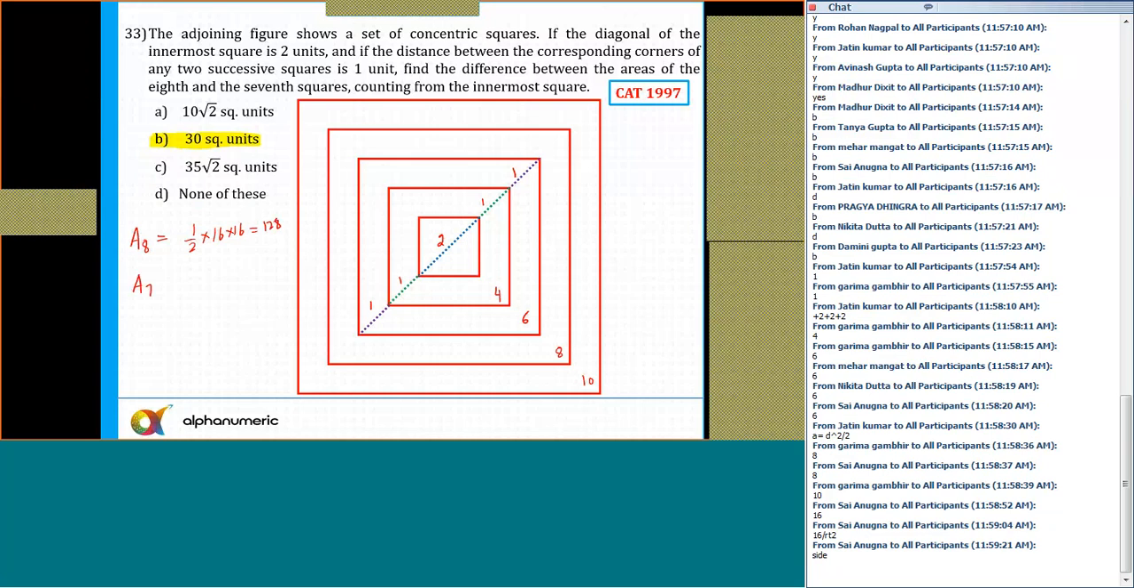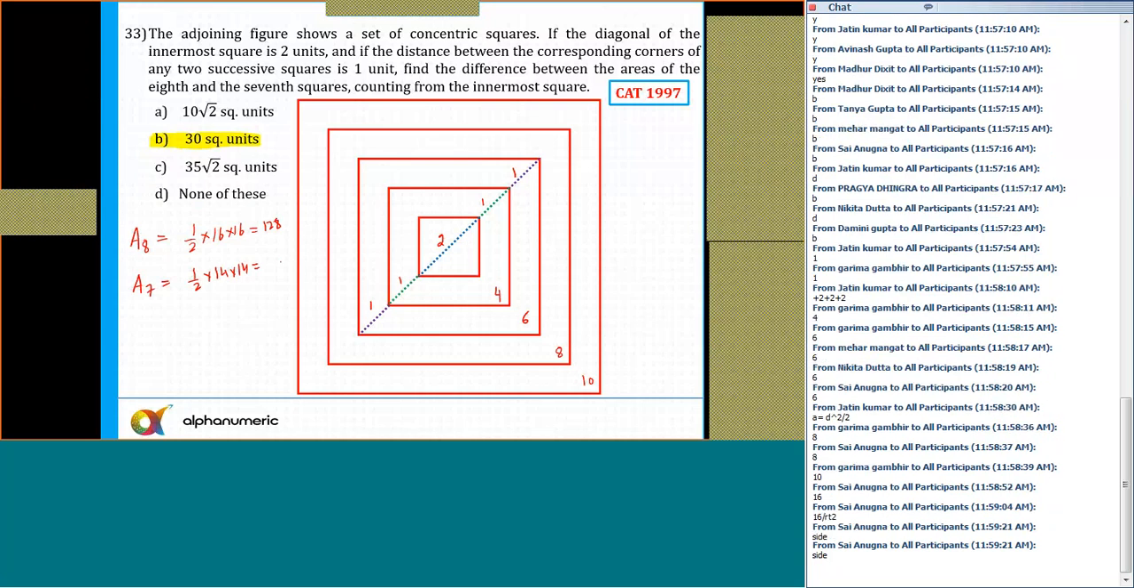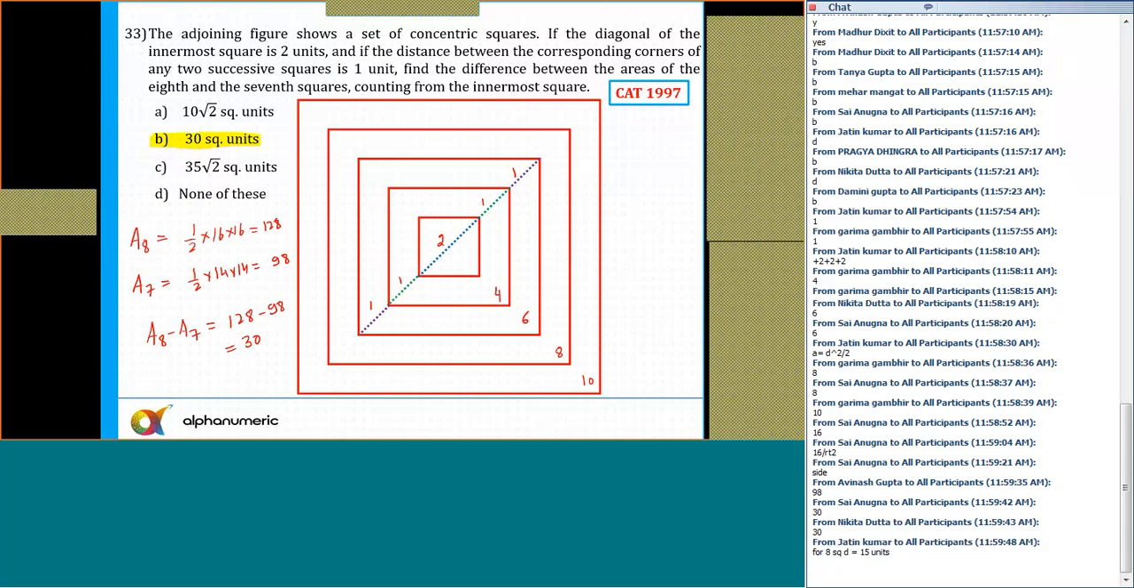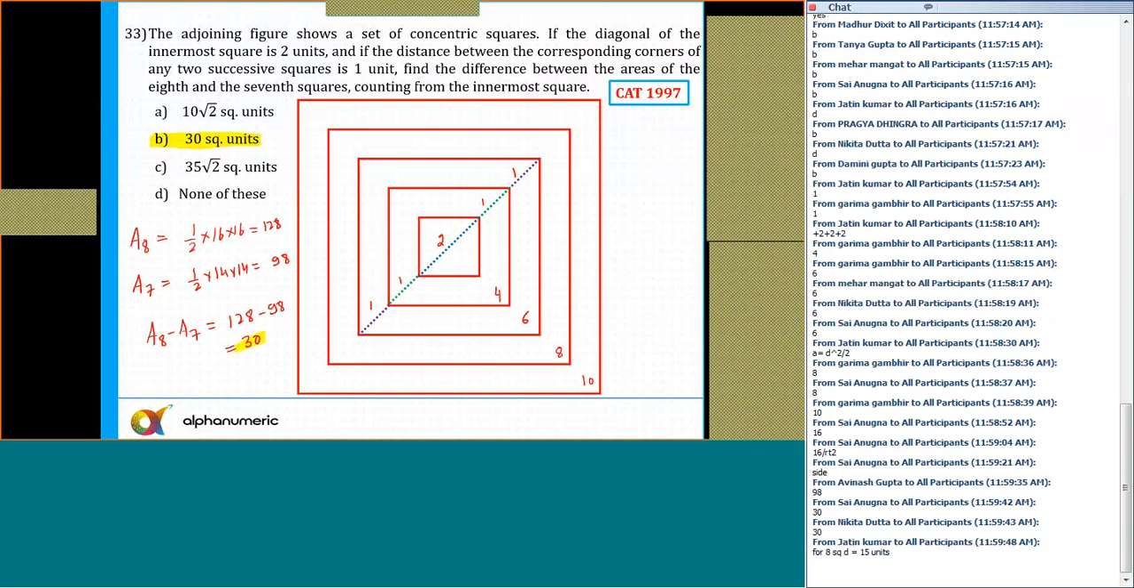And what is the area of the 7th square? That is half into 14 into 14. So 14 square by 2, which is equal to 98. I need to find the difference between these two, A8 minus A7, which is 128 minus 98. The answer will be equal to 30. So the correct answer is, of course, option number B.